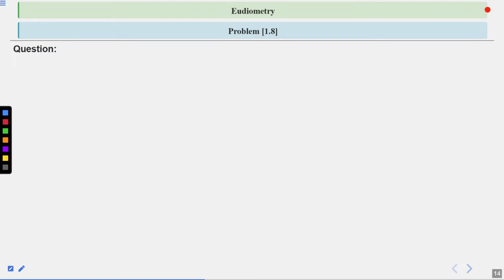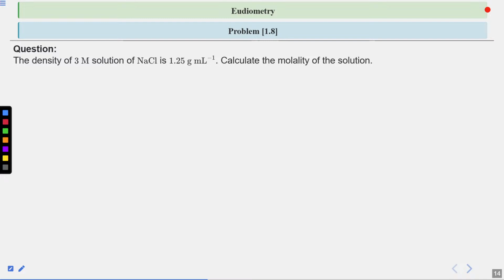Now we have a question. Again, we have a question related to it. So you will understand this thing, Nandini, with the help of this question, if you are facing difficulty in molality. Suppose we have a 3 molar solution. See students, this is the molarity because it has a capital M against it. Okay. Now the density is given as 1.25 gram per ml, and you have to calculate the molality.